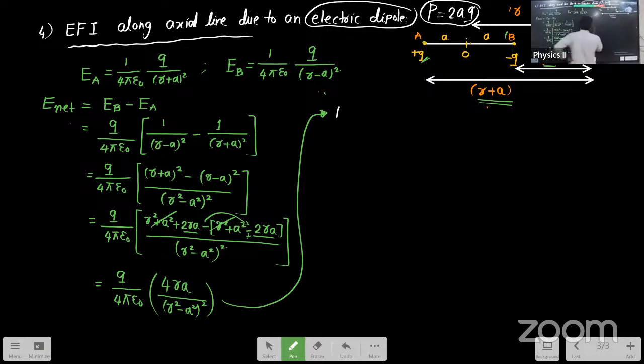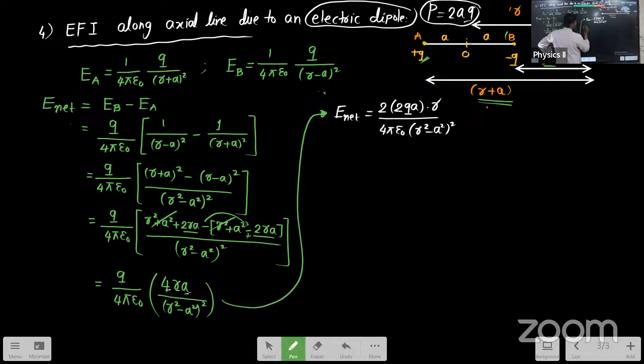So what will this equation become? E net is equal to 2 into 2QA into R. See here, 4RAQ. Here also 2 into 2 will become 4RAQ divided by, what is the value? 4 pi epsilon naught, R square minus A square, whole square. Understood till here? I hope you all are getting this. So finally, I am writing one condition here. What is that condition, sir?